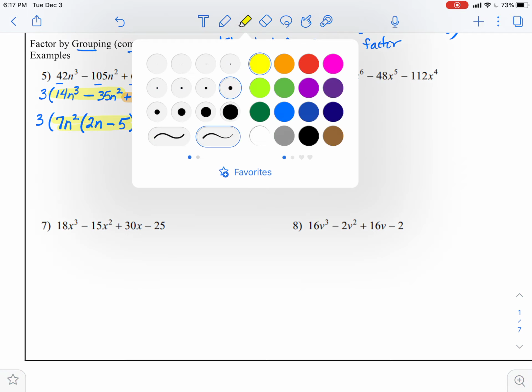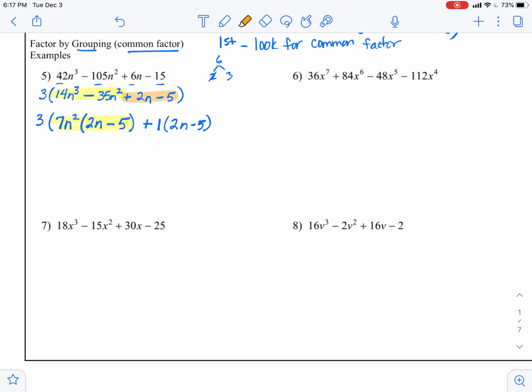Okay? So what I'm looking at now is that there's the orange. See, it looks the same. Okay? Now, here's the thing about grouping, is that once you've done this original factoring, now I'm looking at both of these, okay, both of these, and I want to know what they have in common.